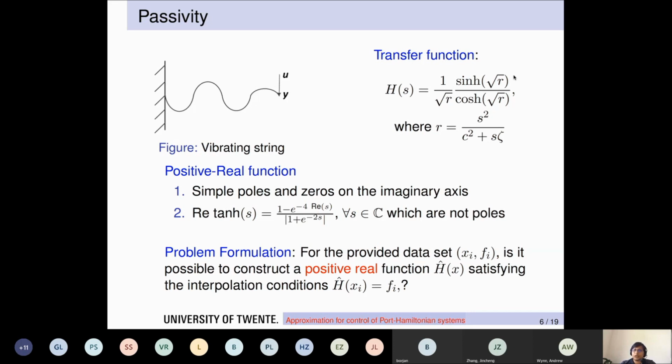So now we can formulate our problem. We are given a data set, and we would like to have a positive real function that interpolates our data, provided that this data is collected from a passive system.